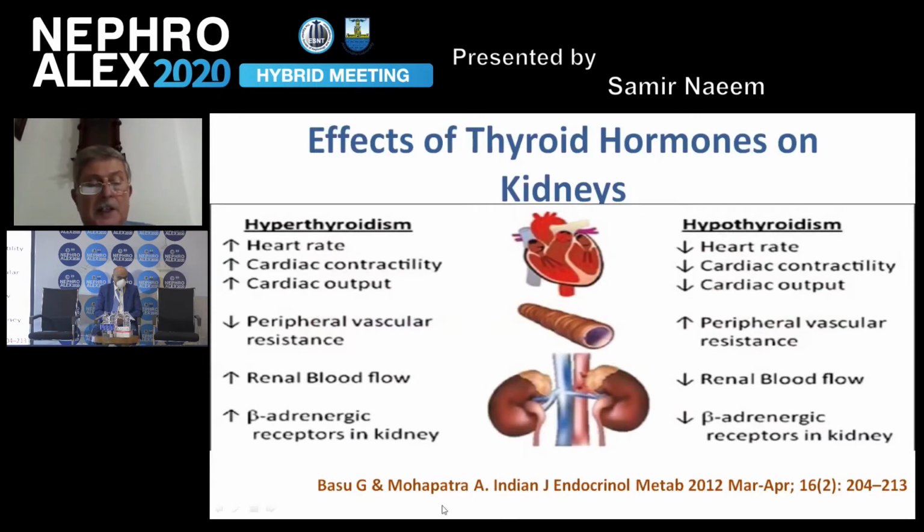in 2020 from Basu and Mohapatra, who gathered very interesting data that in hyperthyroidism there is a cardiovascular effect in the form of increased heart rate, cardiac contractility, cardiac output, peripheral vasodilatation, and increased renal blood flow with increased beta adrenergic receptors. While in hypothyroidism, there is the reverse. So there is diminished renal blood flow.